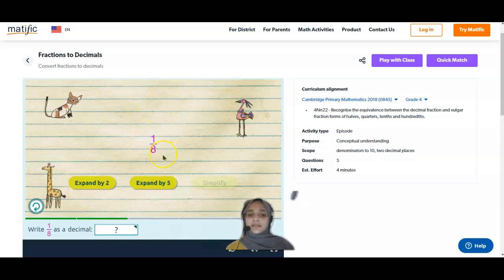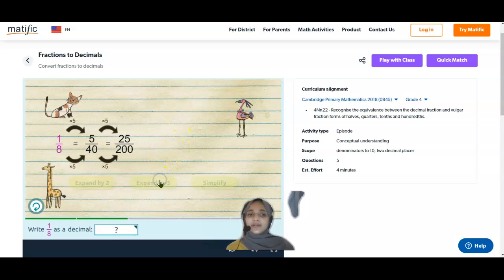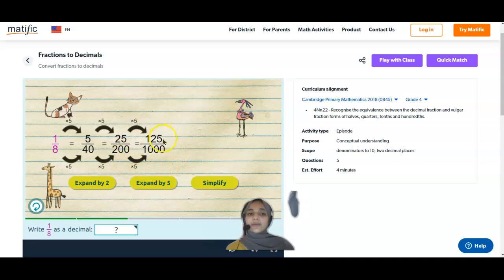Now it is 1 by 8. How can we convert 1 by 8? That means how can we do it? Yeah, we can convert this 1 by 8 into either 10 or 100. Then only we can do it as a decimal simply. Is it? So we can convert that 1 by 8 as, yeah, the answer will be 5 by 40. Again, we can expand this by 5. So next the answer will be 25 by 200. And again we can expand this by 5. So the answer will be 125 by 1000.